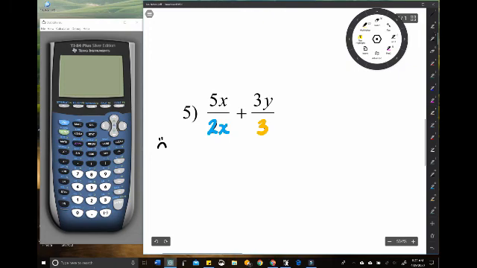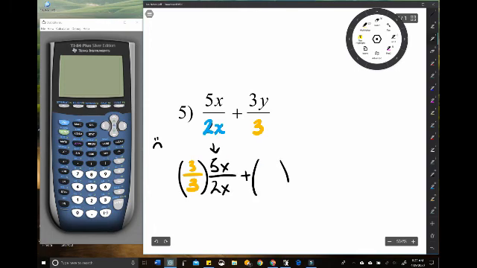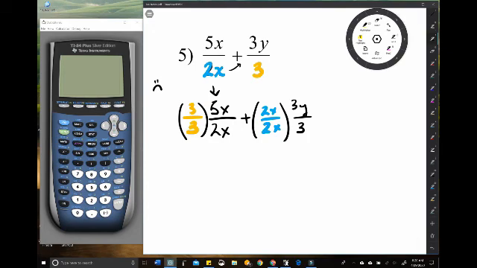The easiest way to multiply in order to make common denominators is I'm going to multiply the first fraction by the 3, so I'm going to multiply by 3 over 3 to the first fraction. So 5x all over 2x, plus, and I'll multiply the second fraction by the 2x, 2x over 2x, and it's a 3y over 3. What that will do, you'll see, is make common denominators.